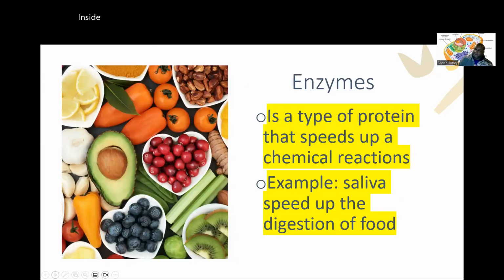Enzymes are a type of protein that speeds up a chemical reaction. So saliva helps break down the food. The acid in your stomach is an enzyme. I want to say the fluid and some of the stuff in your small intestines that helps break down food is also enzymes.